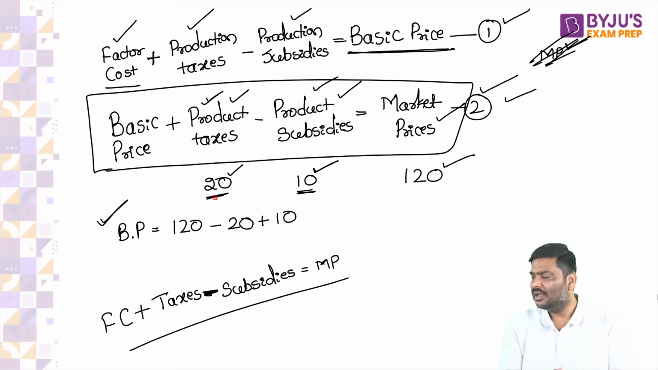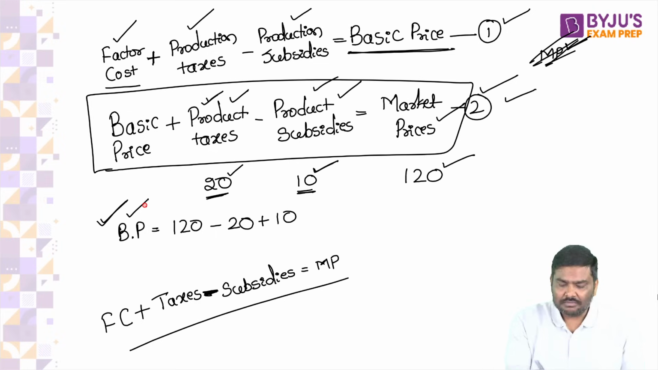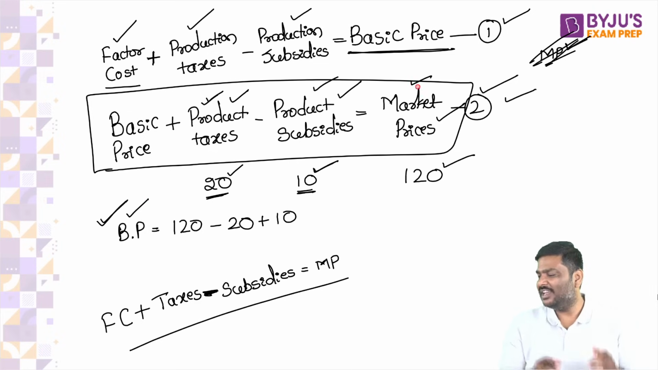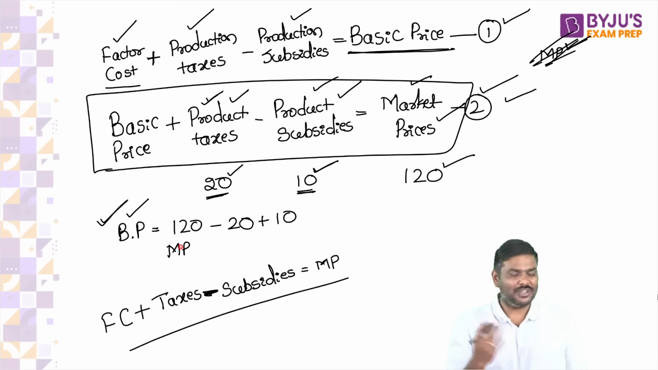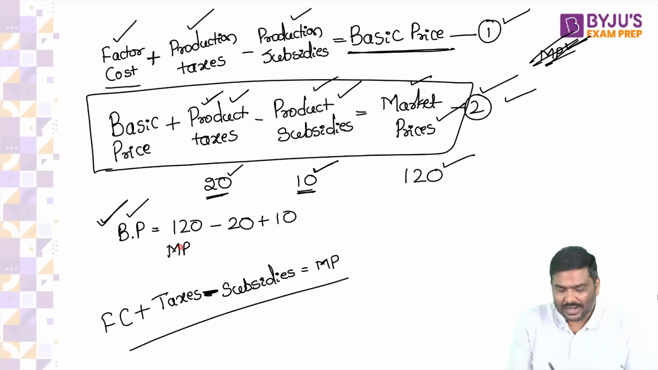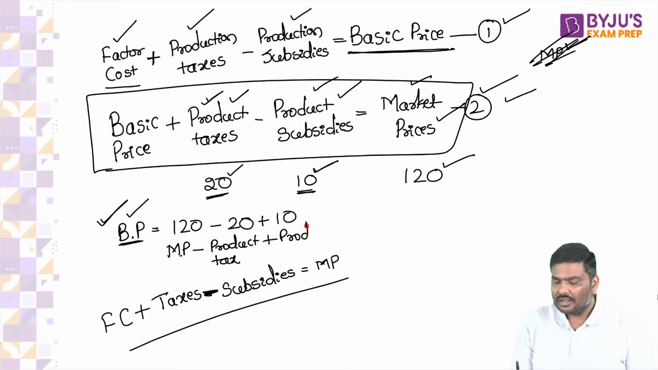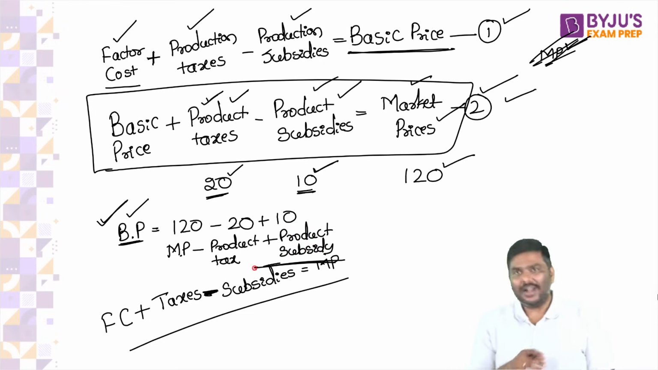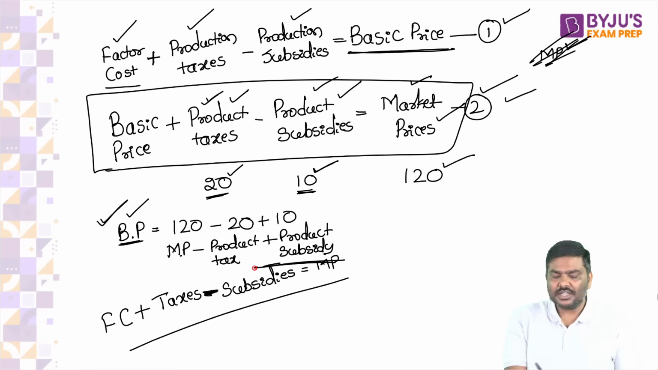Of course, yes. Basic price is equal to, I've written market price. Some of you are saying, sir, here you're writing something, the formula is something else. Observe, my dear, you're not observing. Can I write basic price is equal to market price minus product tax plus product subsidy? At least now it is clear. Basic price is equal to market price minus product tax plus product subsidies.